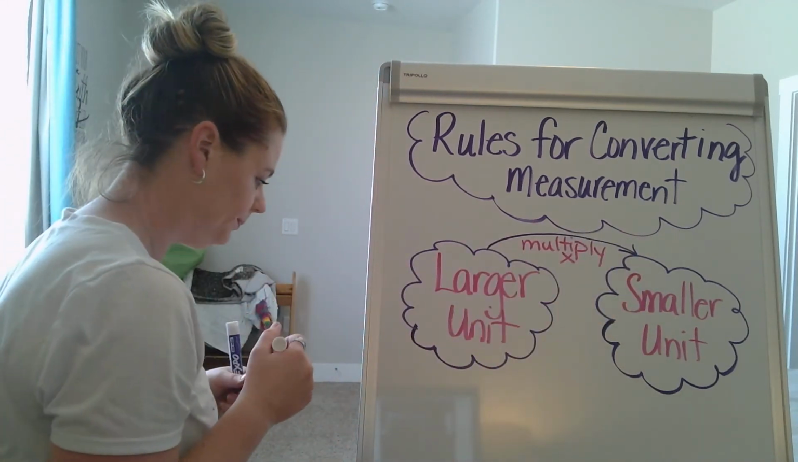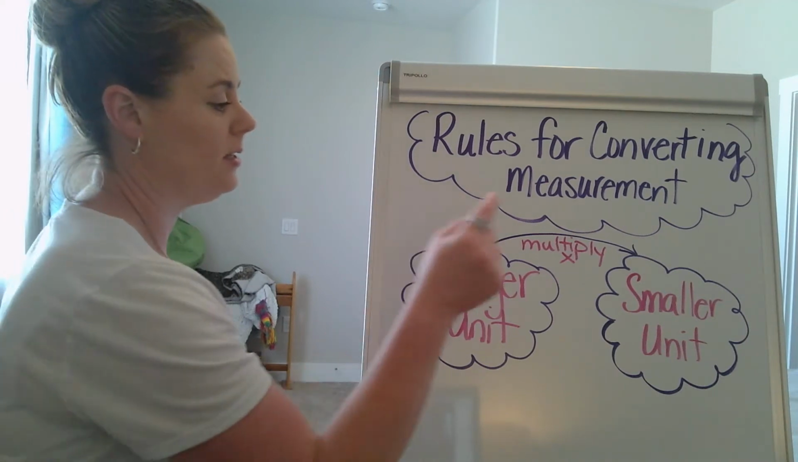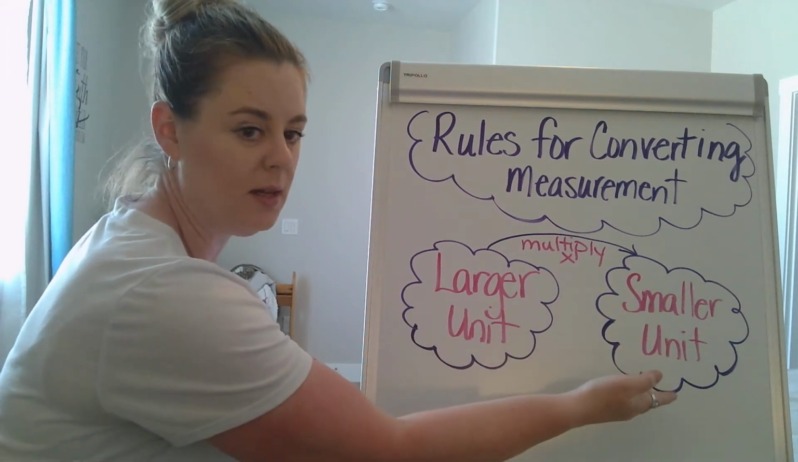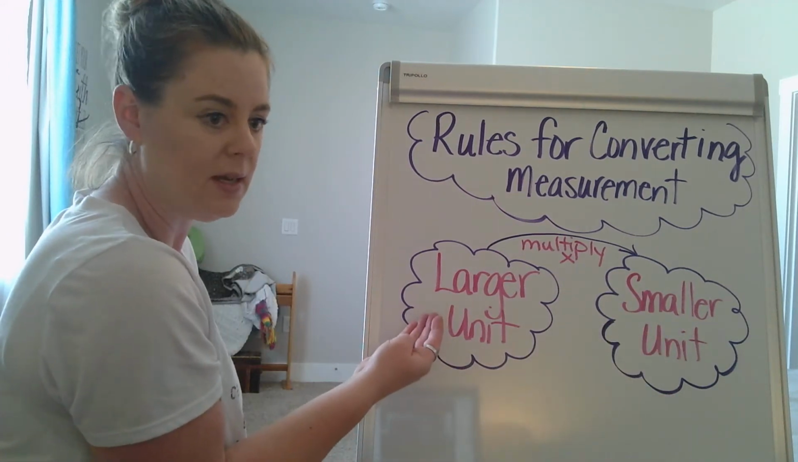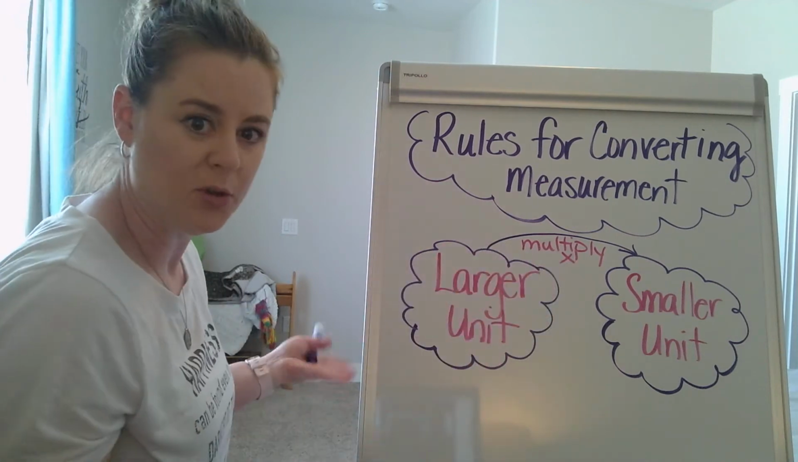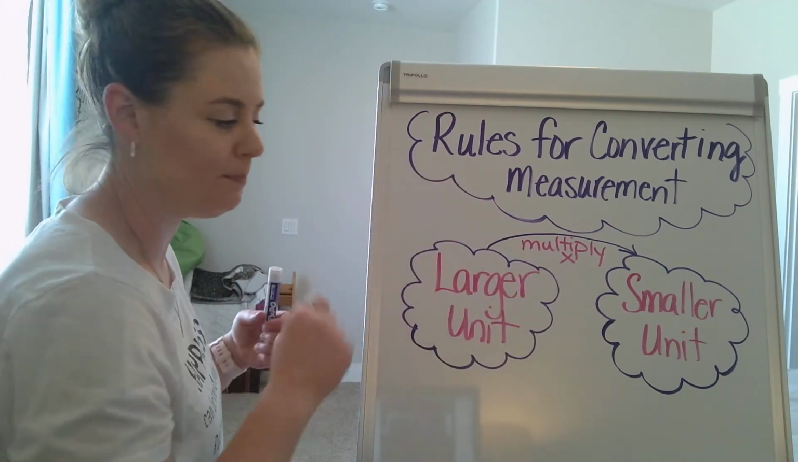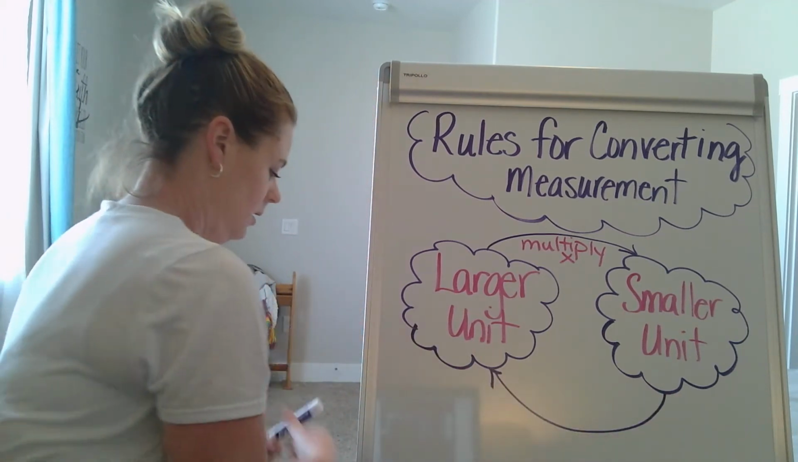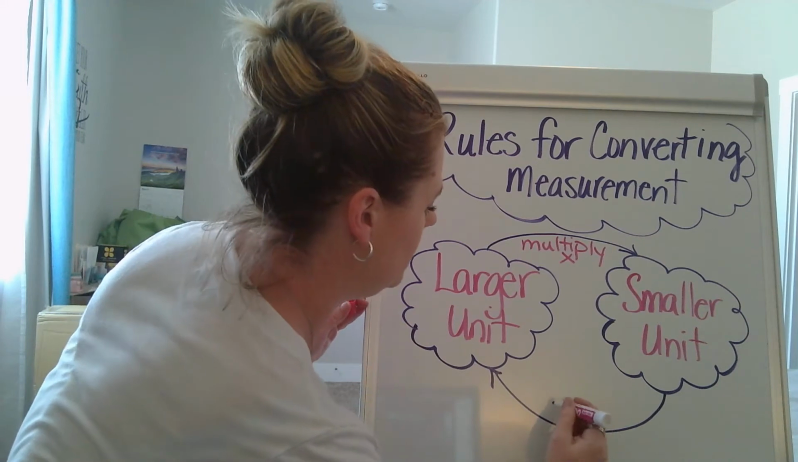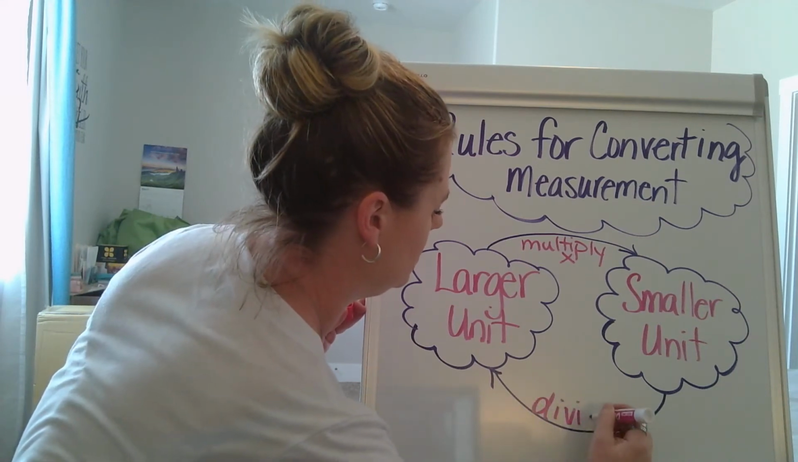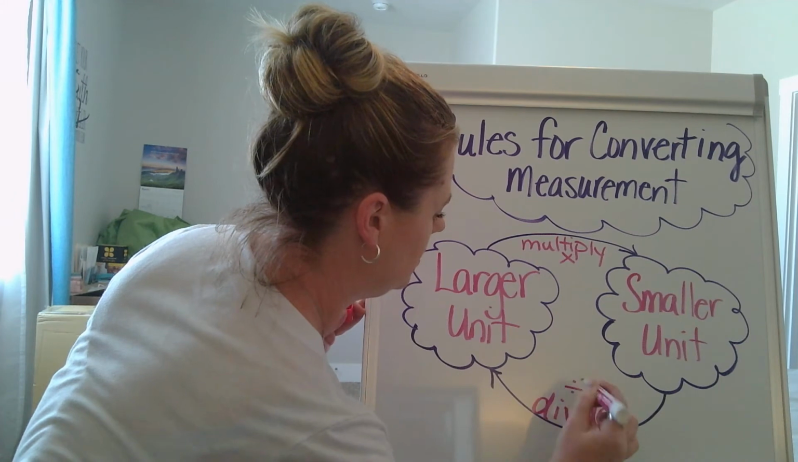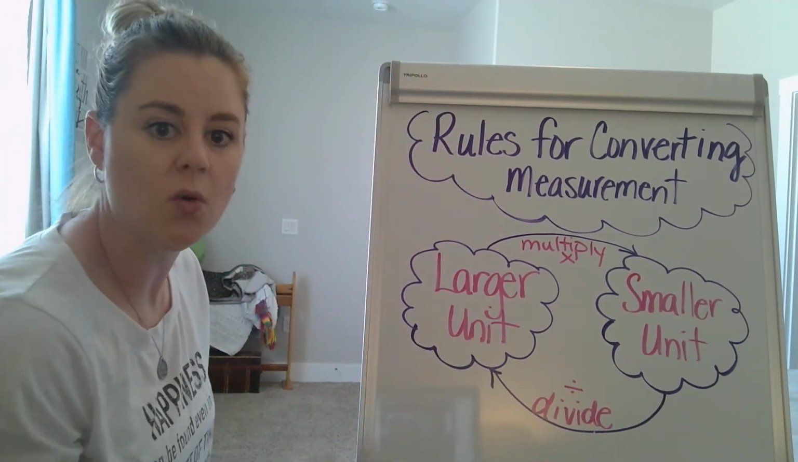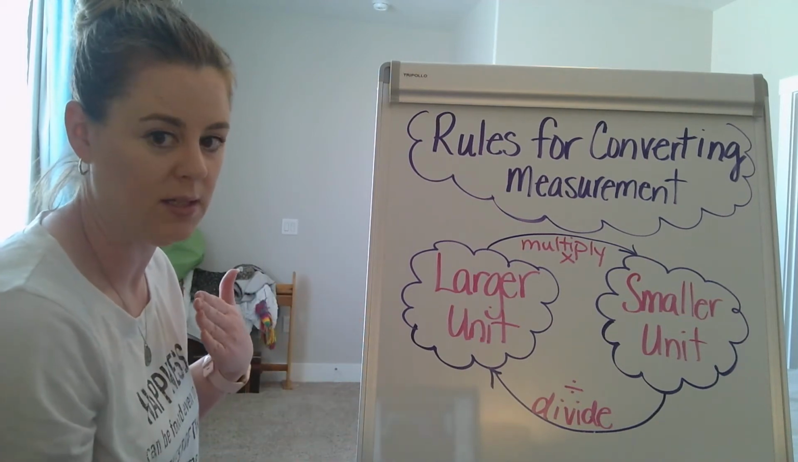Now, if they give you a smaller unit and they want it in a larger unit, so they give you inches but they want it in feet, then what's the opposite of multiply? Yep, divide. So you're going to divide. Okay? So that's it. Now we just have to know what to multiply by and what to divide by.